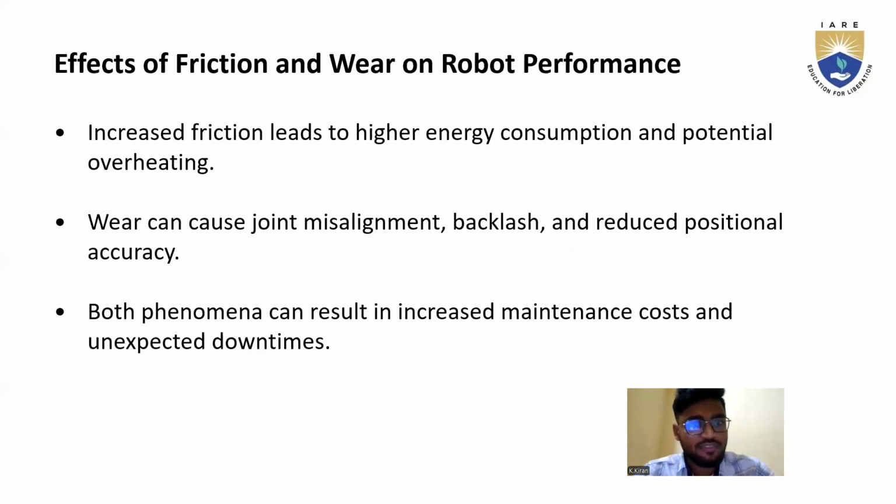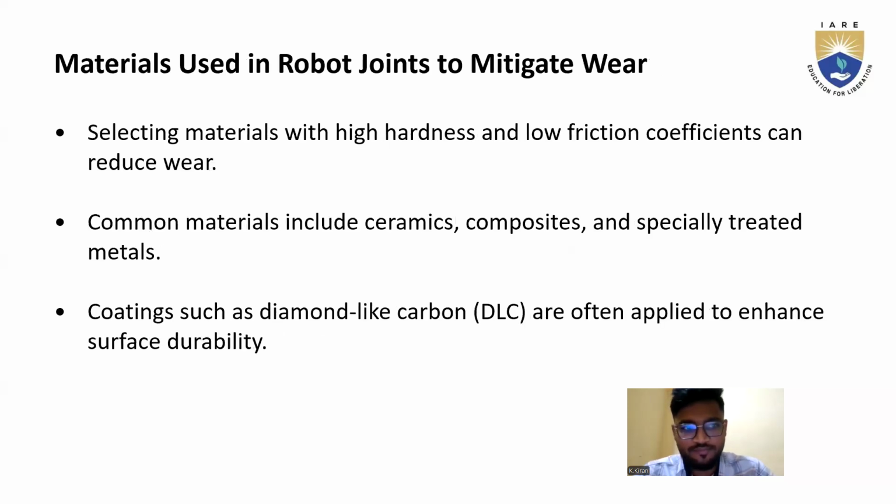And here we can see the effects of friction and wear on robot performance. Increased friction leads to higher energy consumption and potential overheating. Wear can cause joint misalignment, backlash, and reduced positional accuracy. Both phenomena can result in increased maintenance costs and unexpected downtime.